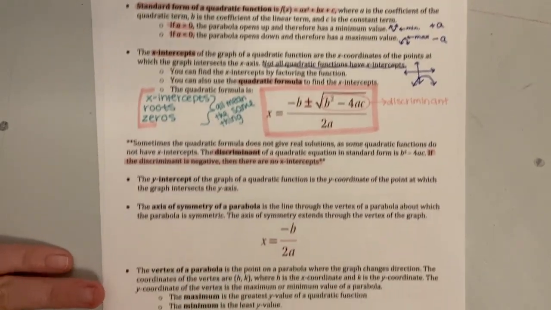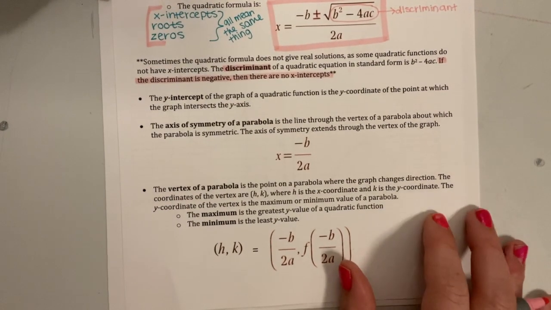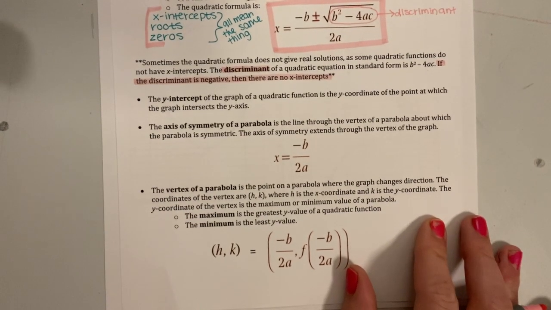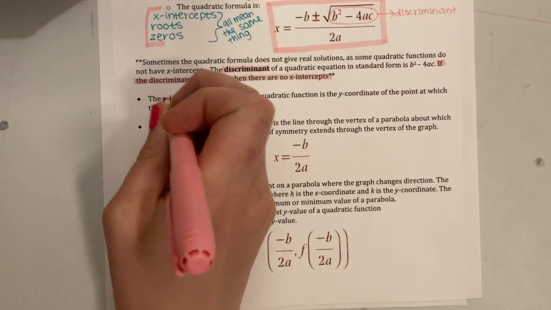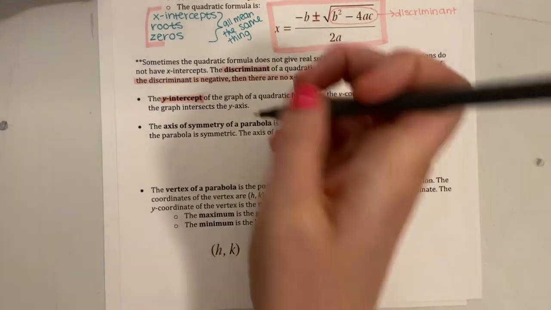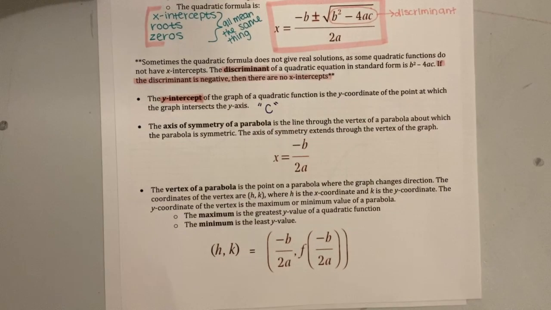So we can go down. We have the y-intercept of the graph of a quadratic equation is just the y-coordinate of the point at which it crosses the y-axis. That is the same as what our definition has always been. It is also the letter C in our standard form equation.